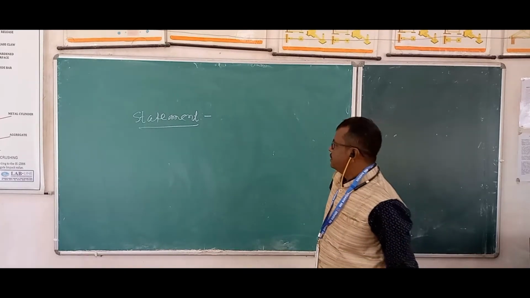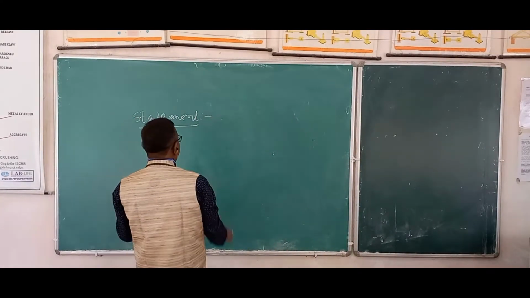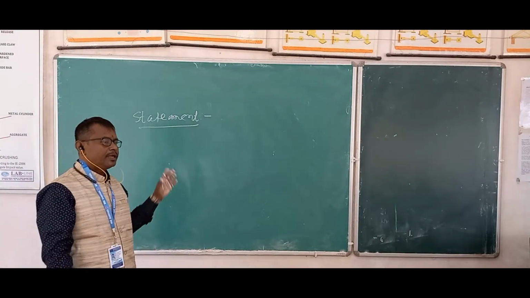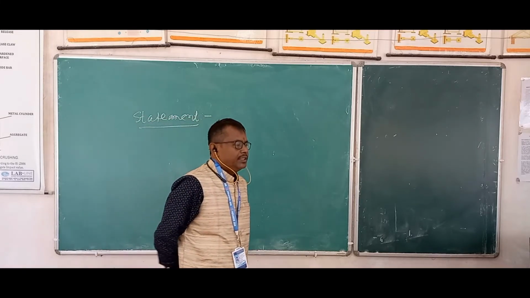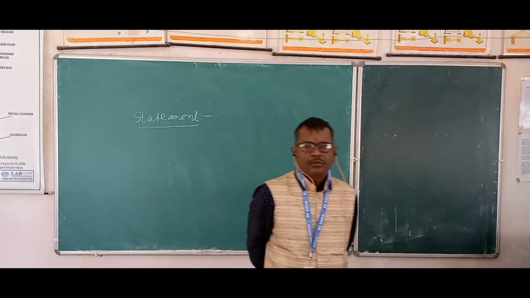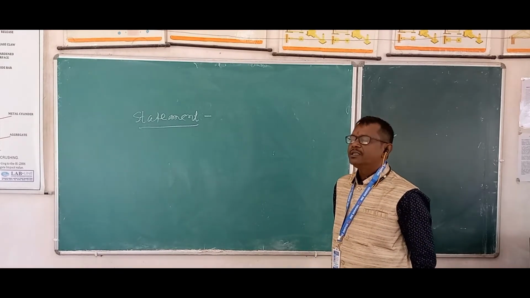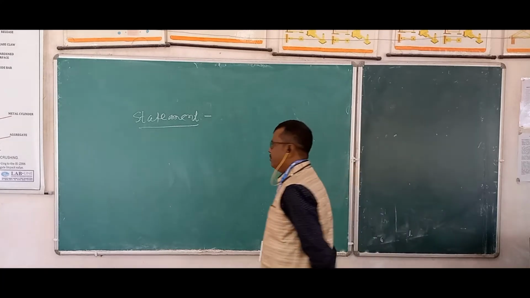The statement is, Coulomb's law in electrostatics states that the force of attraction or repulsion between the two point charges is directly proportional to the product of their charges and inversely proportional to the square of the distance between them.